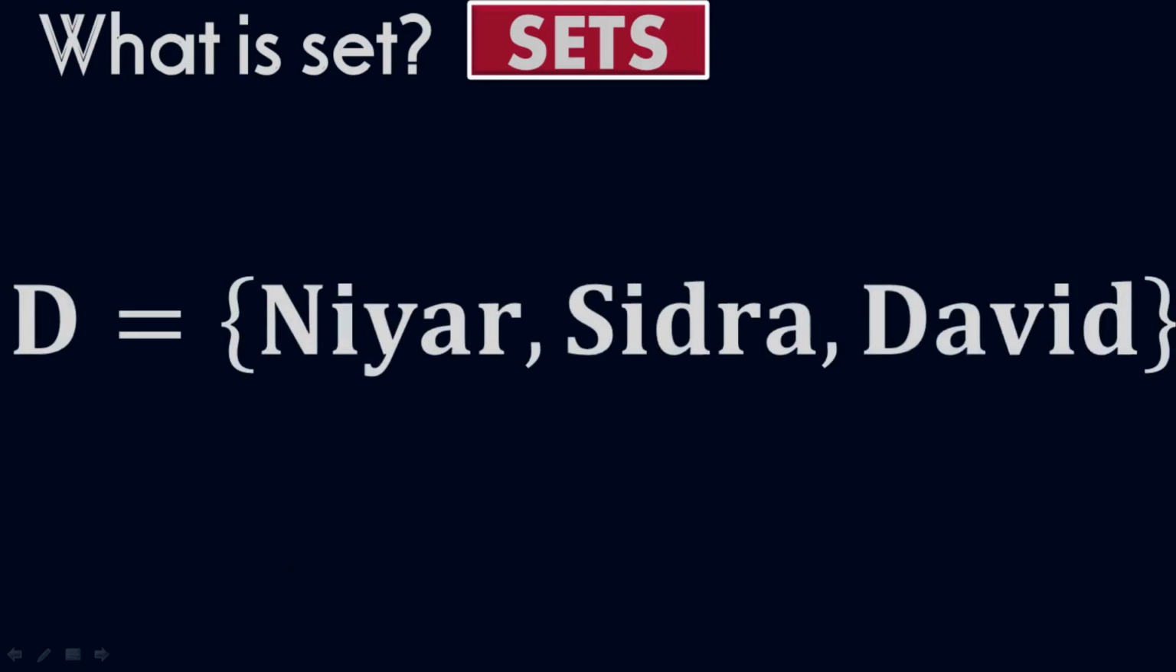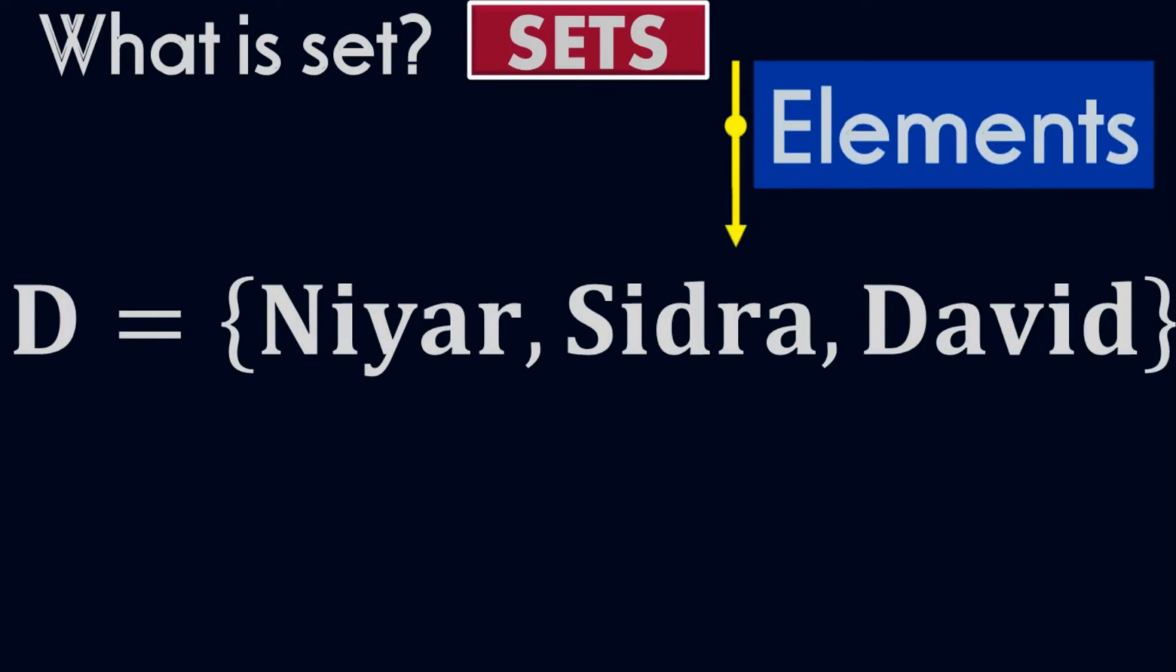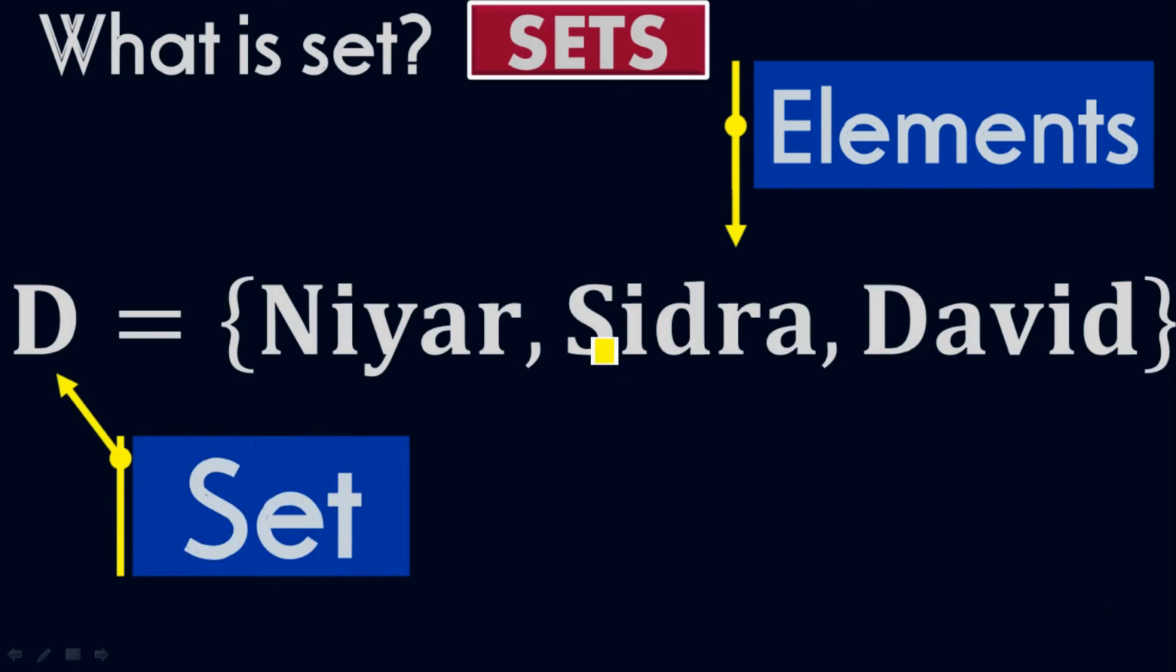Similarly, if D equals {Nayar, Sidra, David}, these are the elements and D is the set. As I said, you can put anything. D is a set of the names of three persons, which are Nayar, Sidra, and David. So Nayar, Sidra, and David are the elements. This D, which is the capital letter, is called the set.